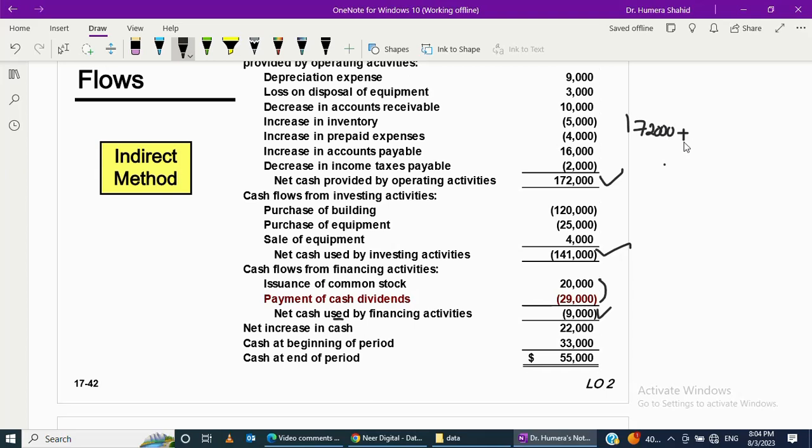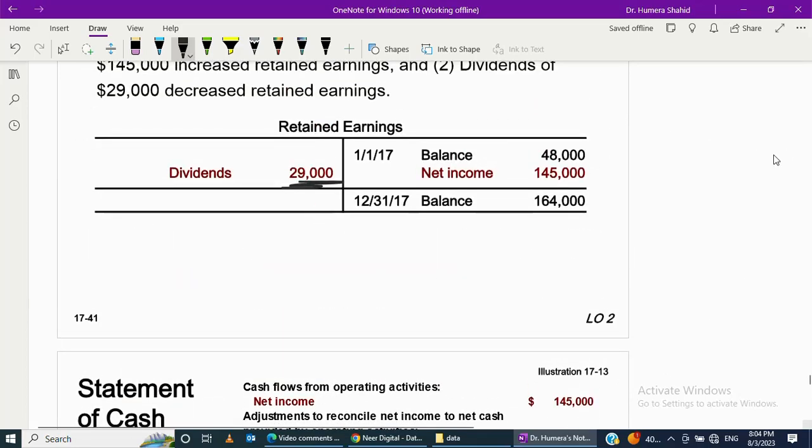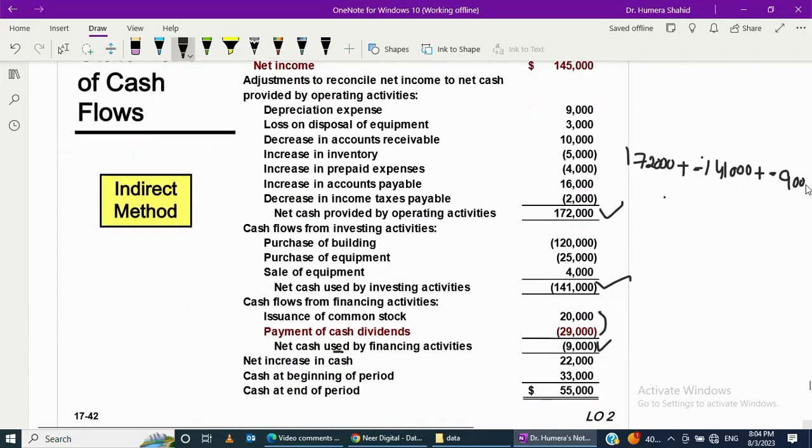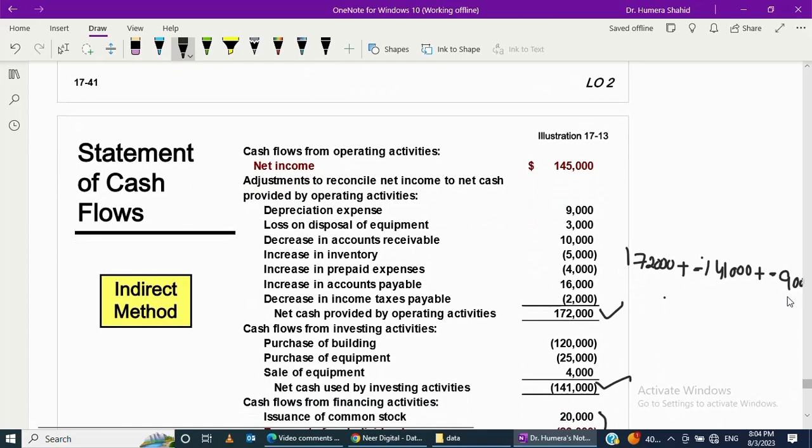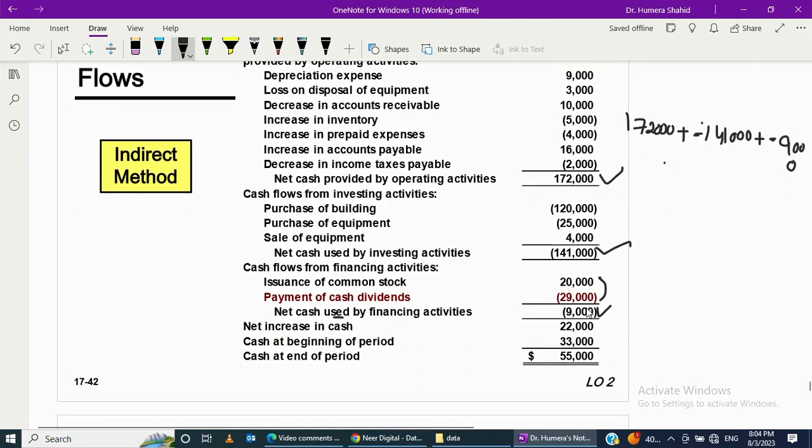172,000 plus, but we have minus bracket, right? 141,000, then plus, but we have minus 9,000, right? So plus minus, this is 9,000. So 172,000 minus 141,000 minus 9,000, so you get 22,000 net increase in the cash.